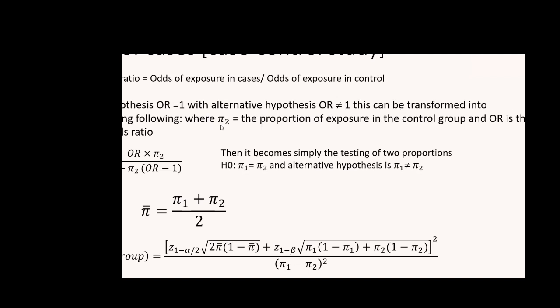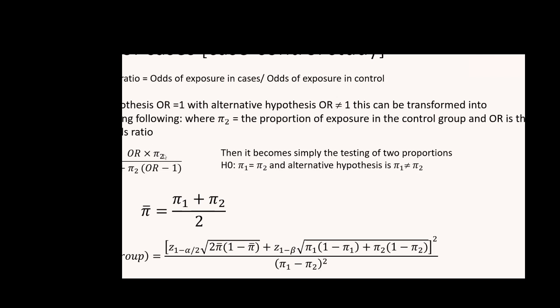This can be transformed into the proportion using the following formula. So we can transform the odds ratio into the proportion of one group and proportion of two group. Yesterday we learned about this formula. This is finding out the proportion of the two groups. So we convert the odds ratio into the proportion of 1, proportion of 2.